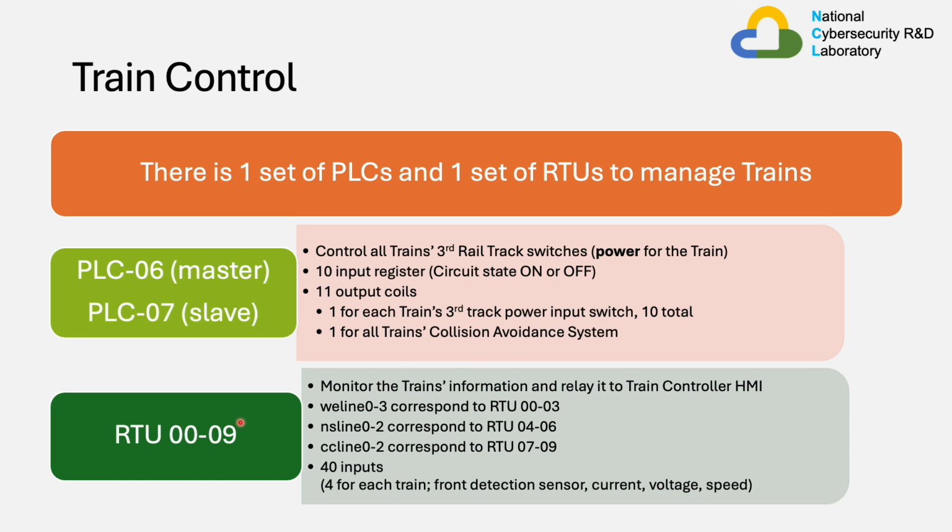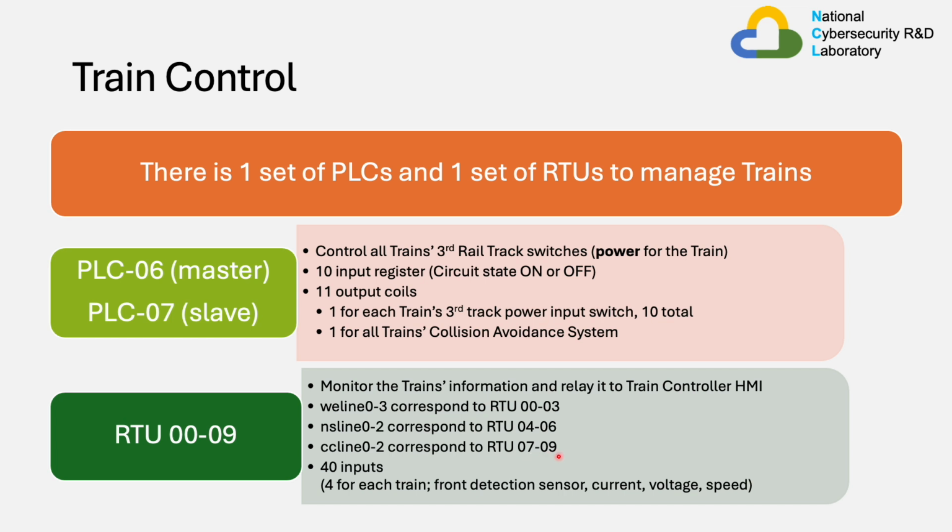Now, for RTUs 0 to 9, they monitor the train's information and relay it to the train controller HMI. The west-east lines trains 0 to 3 correspond to RTU 0 to 3. The north-south lines trains 0 to 2 correspond to RTU 4 to 6. And the circle lines trains 0 to 2 correspond to RTU 7 to 9.